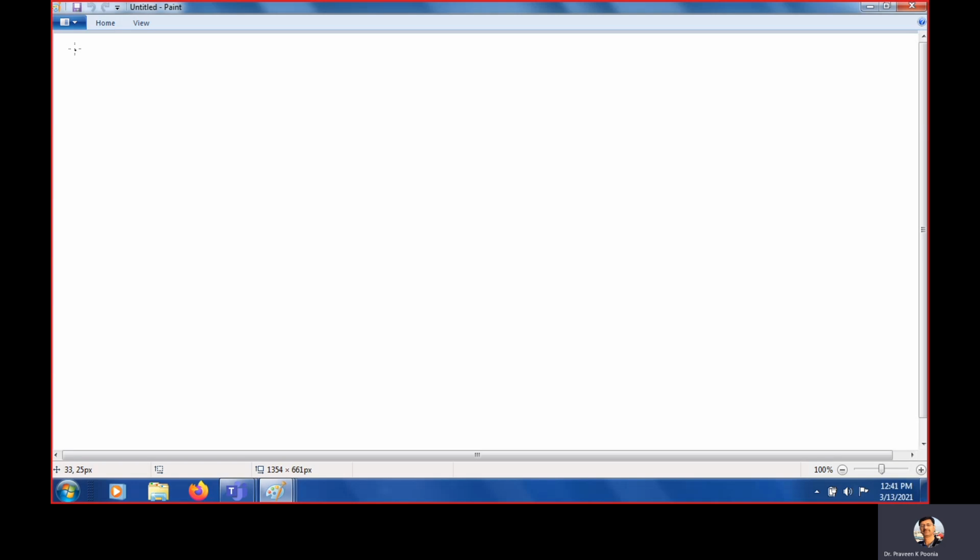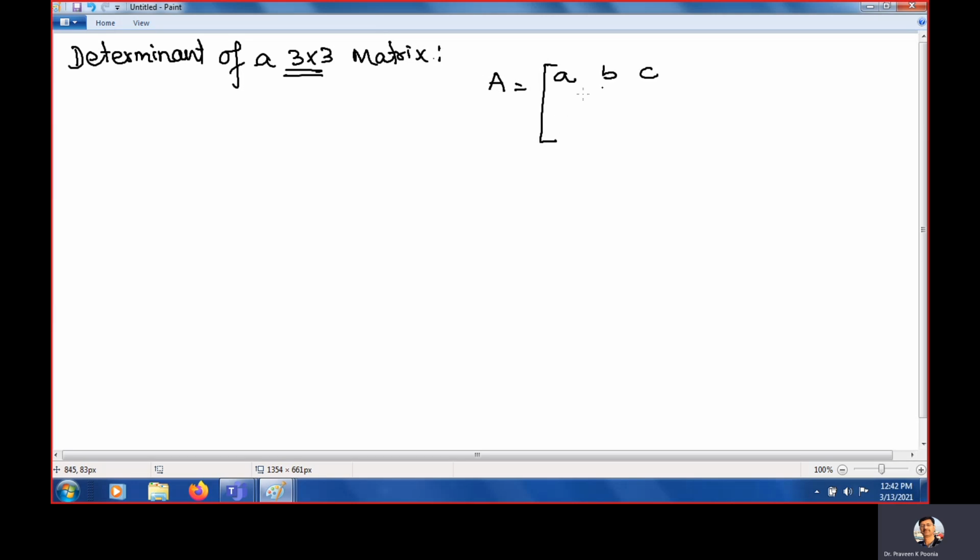Now the next question is the determinant of a 3 by 3 matrix. First of all, we'll write some matrix A equals to A, B, C, D, E, F, G, H, I. My dear friends, there are two methods to evaluate the determinant of a 3 by 3 matrix. This is method number one, and this is very easy.